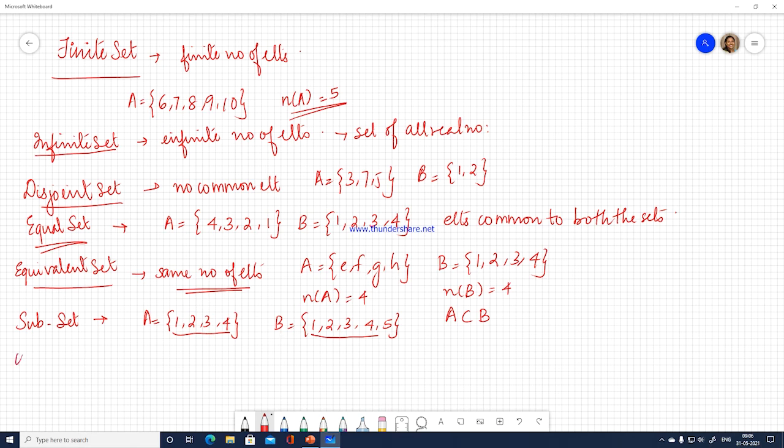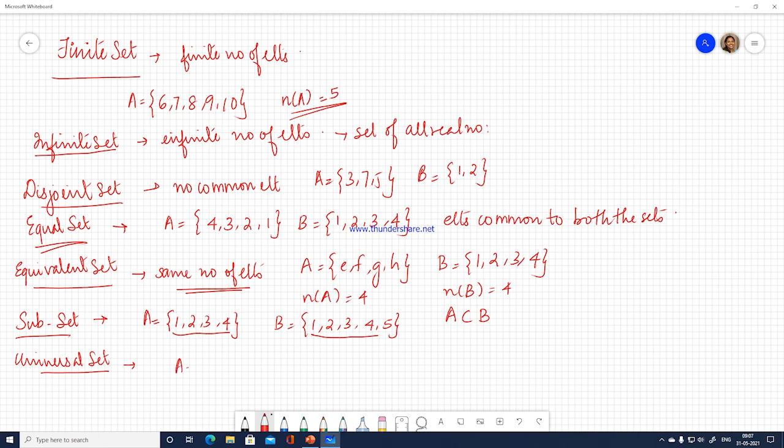Now next is universal set. Universal set means the set which contains all sets under consideration as subsets. The set which contains all the sets under consideration as subsets is known as the universal set.